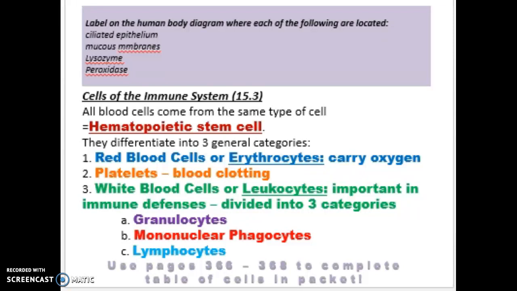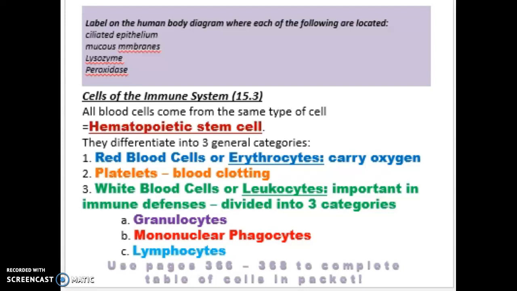Okay. Now, the other part of your innate immune response that you are actually born with includes various cells in your immune system. It doesn't mean they're necessarily functional when you're born, but you are born with them. All of the blood cells in your body come from the same type of cell. It's called a hematopoietic stem cell. These stem cells differentiate into 3 general categories. Red blood cells, or erythrocytes, that carry oxygen. Platelets, that help with clotting blood. White blood cells, or leukocytes. Prefix leuko means white. The prefix erythro means red.